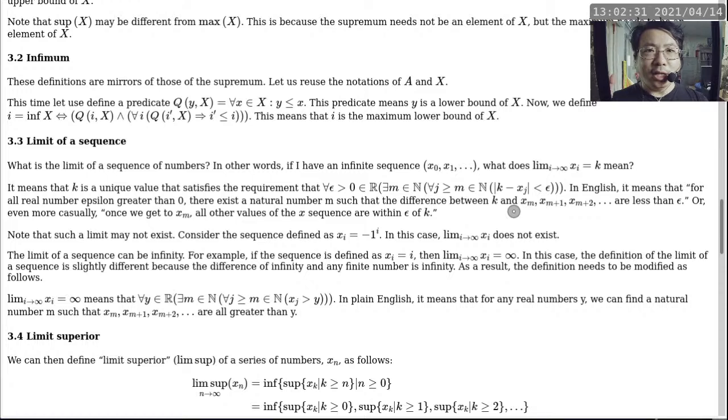Choose any epsilon that is greater than 0. I should be able to find an m so that everything at index m and after are within epsilon away from k. That defines k. That defines the limit of the sequence, which is known as k in this case. So I'm going to pause here to make sure that we are okay with the understanding of what it means to take the limit of a sequence of numbers.